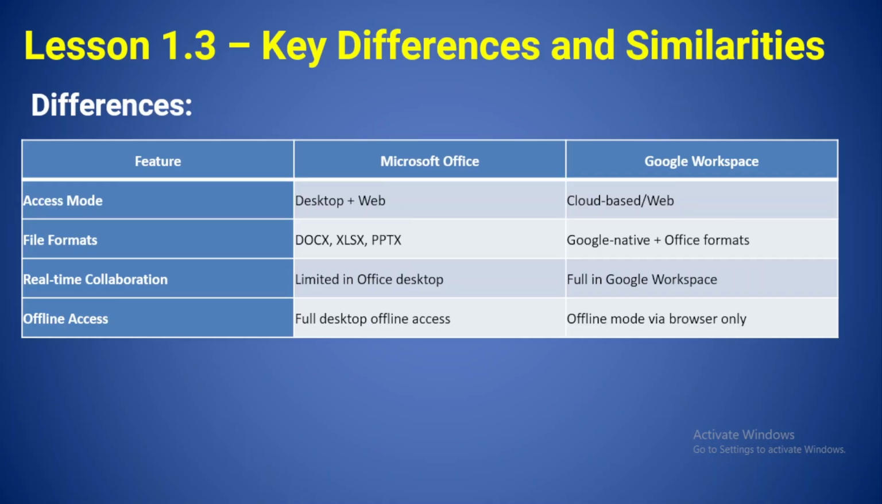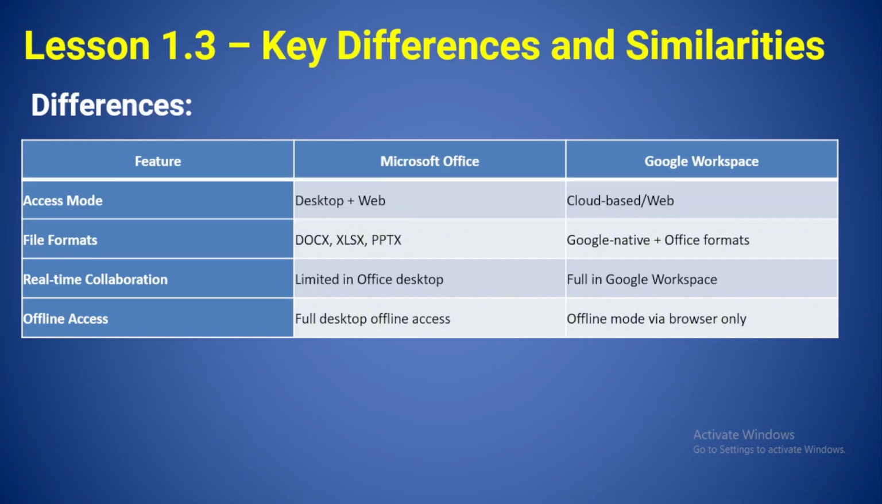Now for the key differences between Microsoft Office and Google Workspace. First, the access mode. Microsoft Office, you can access with desktop or web software. Google Workspace is cloud-based, so you access it online through the web. Then you have file formats. Microsoft Office supports Word documents, Excel documents, and presentation documents, and Google Workspace supports Google native formats plus Office formats.